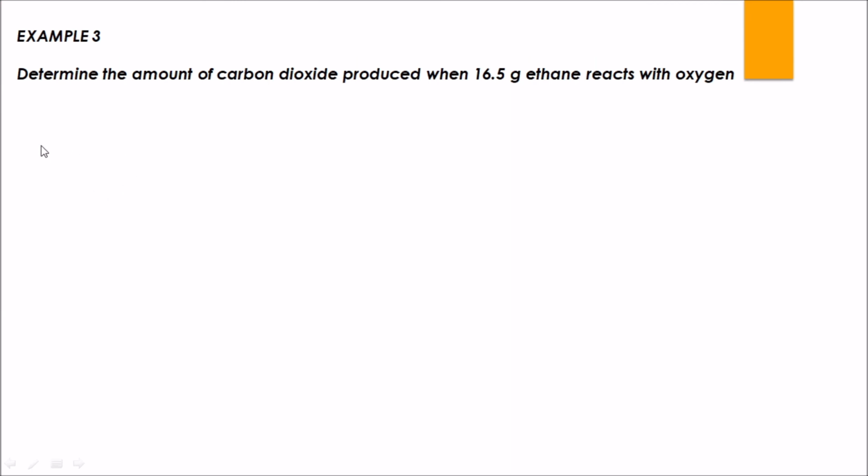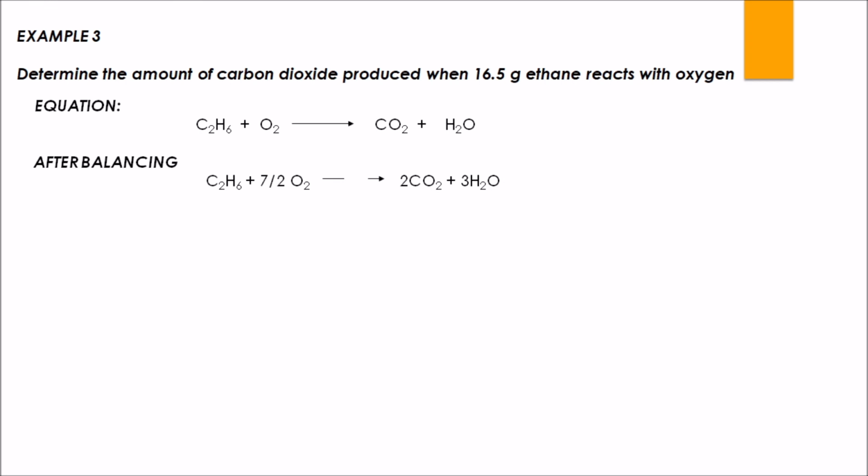In the third example, we have to determine the amount of carbon dioxide produced when 16.5 grams of ethane react with oxygen. Now we have to compare two things here. We have to find the ratio of carbon dioxide to ethane, not oxygen. So this time we are going to compare carbon dioxide and ethane. The first step is the same: we construct the equation, as you know how to do, and then we balance it. Once we balance it, we get the exact number of moles from the equation.